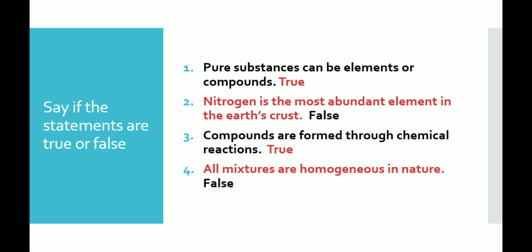Next, second question, that is B. Say if the statements are true or false. The first statement is given like this: pure substances can be elements or compounds. This statement stands true. Second one, nitrogen is the most abundant element in the Earth's crust. It is false. Third one, compounds are formed through chemical reactions. This statement is true. Fourth one, all mixtures are homogeneous in nature. It is false.